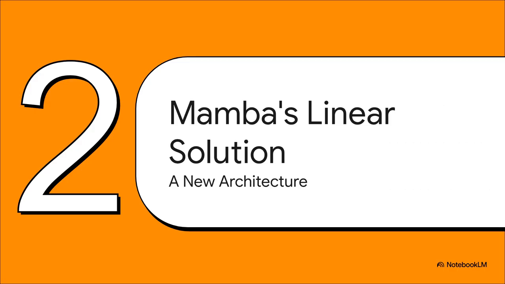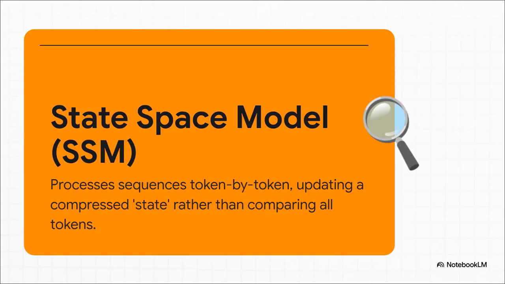So that quadratic bottleneck was a brick wall. And smart people, when they hit a brick wall, don't just keep banging their heads against it. They look for a different way around. And that brings us to a completely different approach, Mamba. Mamba is built on something called a state space model, or SSM. Now, instead of that crazy all-to-all comparison, an SSM works a lot more like, well, like you and me reading a sentence. It goes through the text one token at a time.